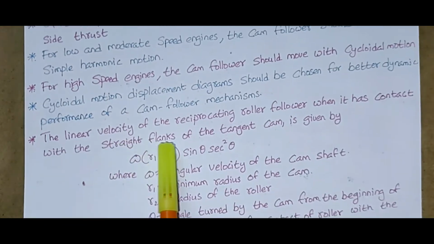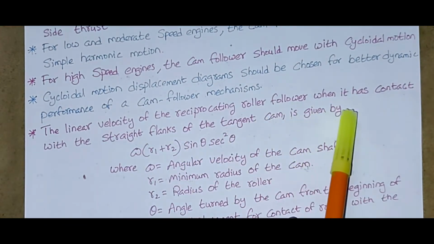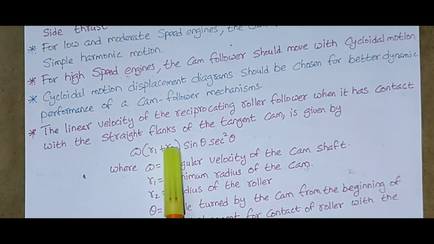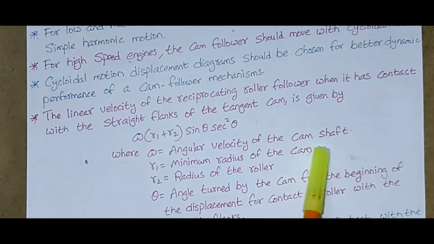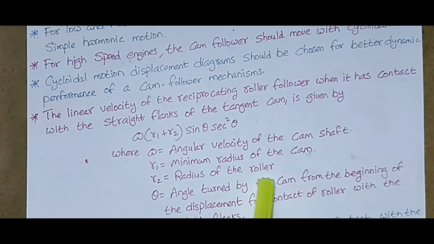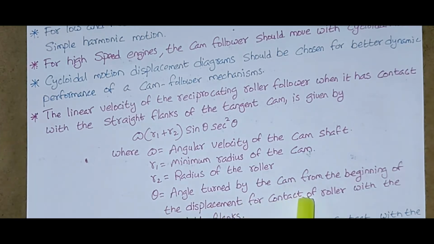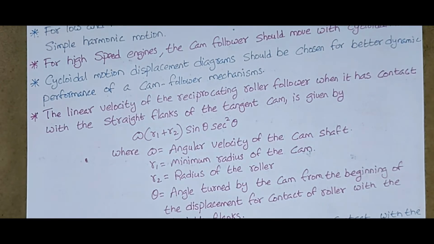The linear velocity of the reciprocating roller follower when it has contact with the straight flanks of the tangent cam is given by omega into (r1 plus r2) into sin theta into sec square theta, where omega is the angular velocity of the camshaft, r1 is the minimum radius of the cam, r2 is the radius of the roller, and theta is the angle turned by the cam from the beginning of the displacement for contact of roller with the straight flanks.